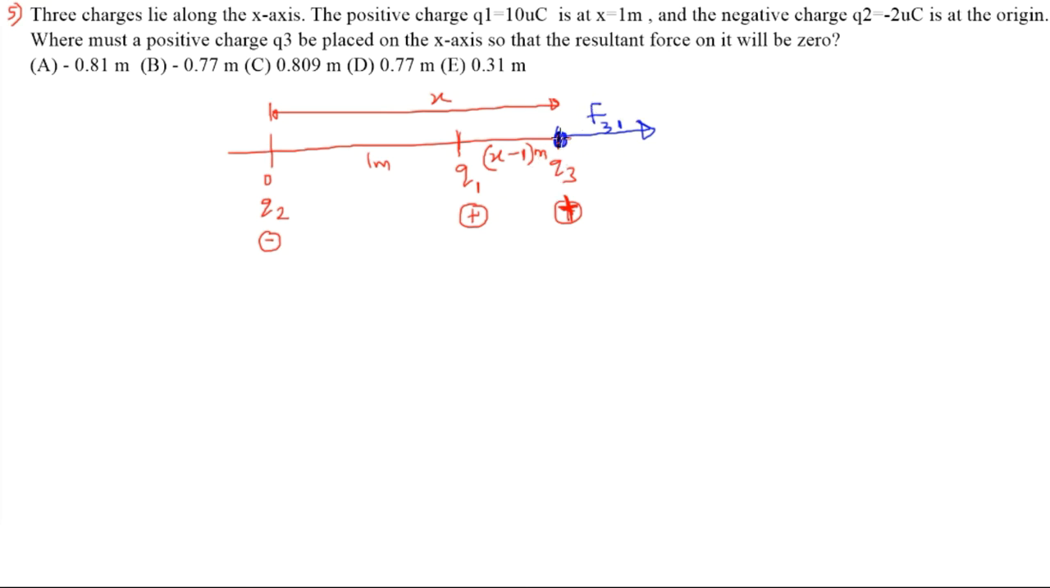Now let's see the direction of the force that Q3 will feel due to the presence of Q2. Don't forget, Q2 is negatively charged. And because Q2 is negatively charged, Q3 will move towards it. So this is the direction of the force on 3 due to the presence of charge 2. So it is negative, and this one is positive. So we can find the total force on Q3. And the question says, in what position must Q3 be placed on the x-axis so that the resultant force on it is equal to zero?